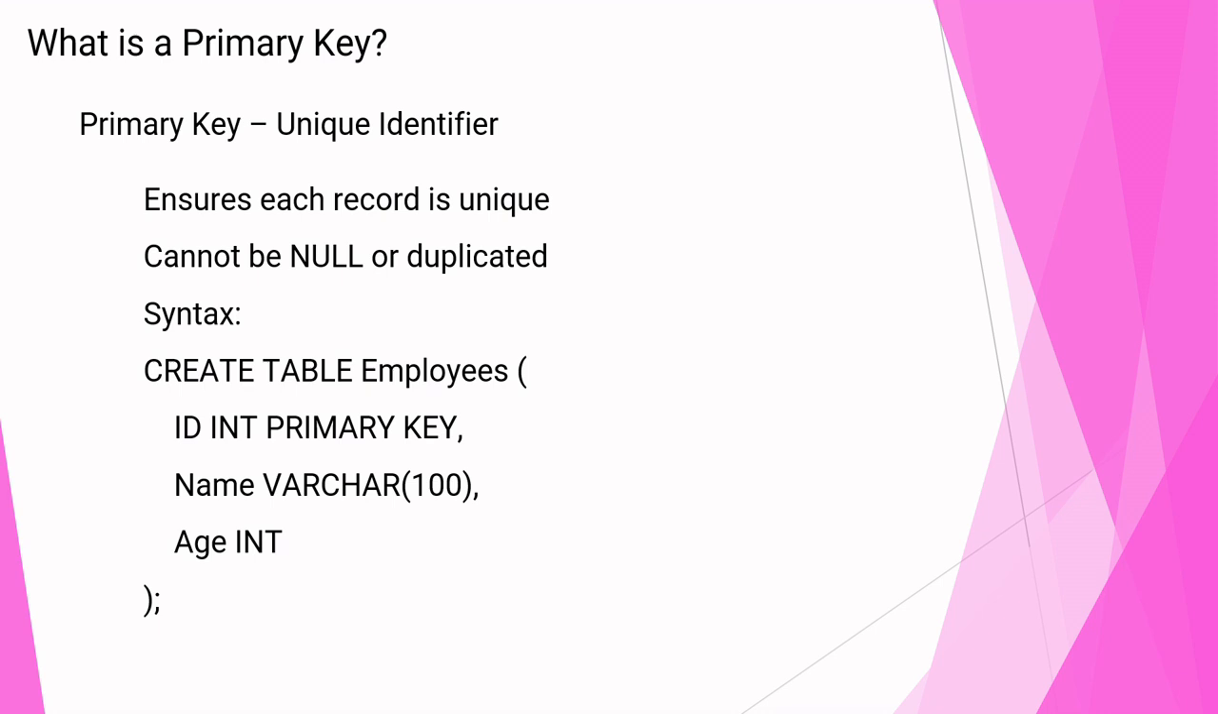A primary key is a unique identifier for each record in a table. It ensures that no two rows have the same value in the key column and cannot be null. Here is an example where the ID column is the primary key for the employees table.